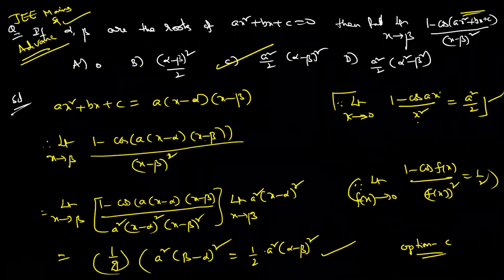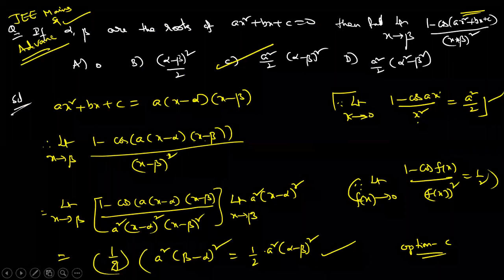This one is a previous JEE Mains question. If alpha, beta are the roots of the equation ax square plus bx plus c is equal to 0, then find the limit as x tends to beta of this value. How to find it?